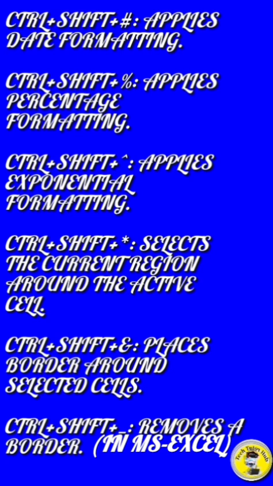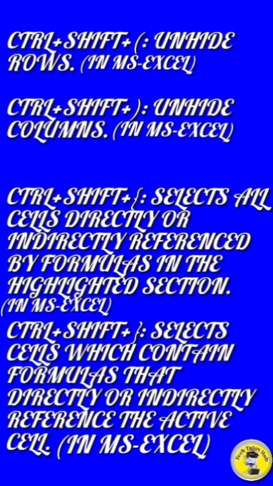Control Shift with asterisk selects the current region around the active cell in MS Excel. Control Shift with ampersand places the border around the selected cell in MS Excel. Control Shift with underscore removes a border. Control Shift with open parentheses unhides rows in MS Excel. Control Shift with close parentheses unhides columns in MS Excel.